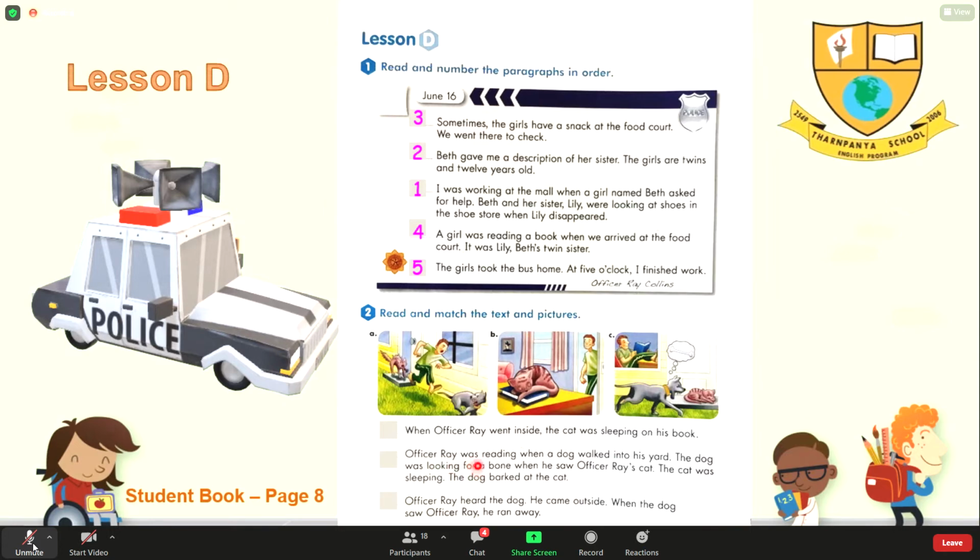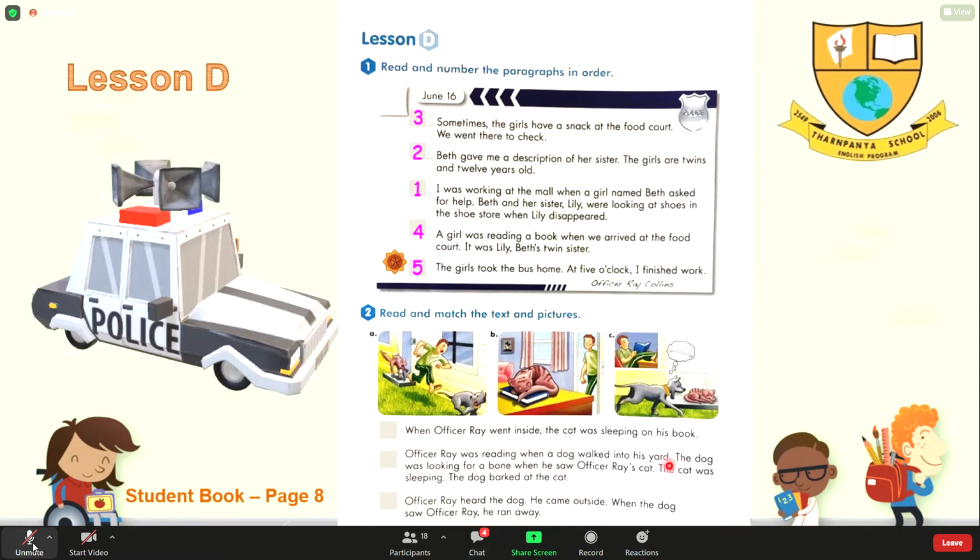I want to hear everyone reading, all right? Everyone has to be reading together. So, Officer Ray was reading when a dog walked into his yard.